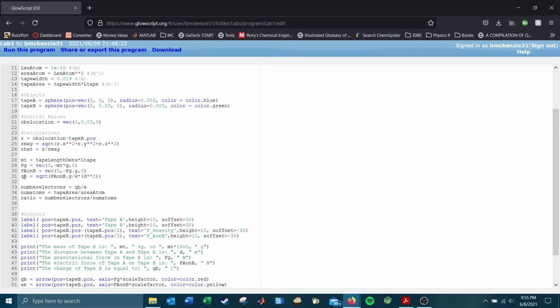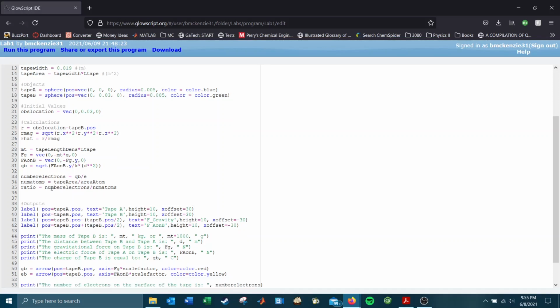QB, which was the charge of B as a whole, as a point charge, came from equating the force of gravity to the force of A on B, and then solving for the charge of B, which was equal to A as one of our assumptions, that the charge of tape A was equal to the charge of tape B, allowing us to solve this problem.